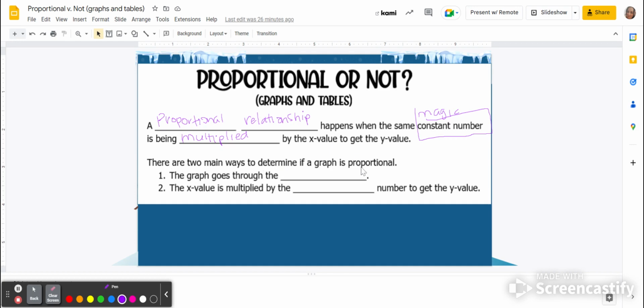So there are two main ways to determine if a graph is proportional. The graph must go through the origin. Now, if you remember all the way back to when we looked at coordinate planes, the origin was our home. So that's 0, 0 on our coordinate plane. And the x value is multiplied by the constant, or like I said, my magic number, to get the y value.